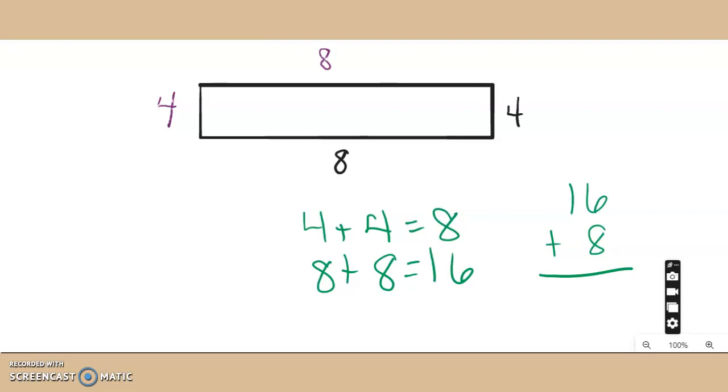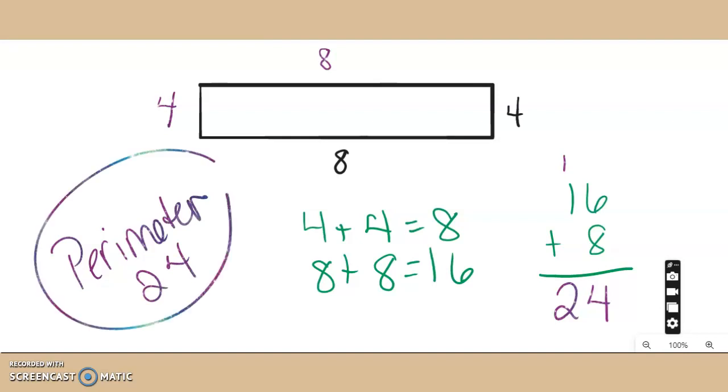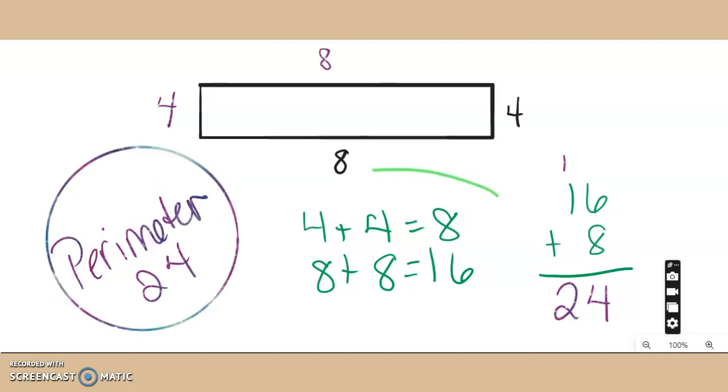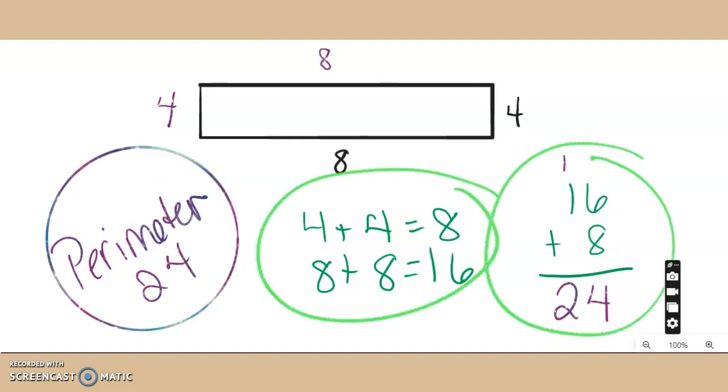So, we're going to add 6 plus 8. Okay? So, 8 plus 6 more is going to be 14. Carry the 1. 1 plus 1 is 2, or 20. So, your perimeter is going to be 24. You have to show all of the work.